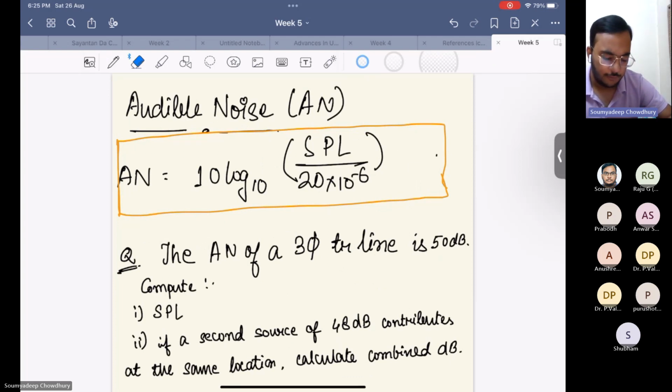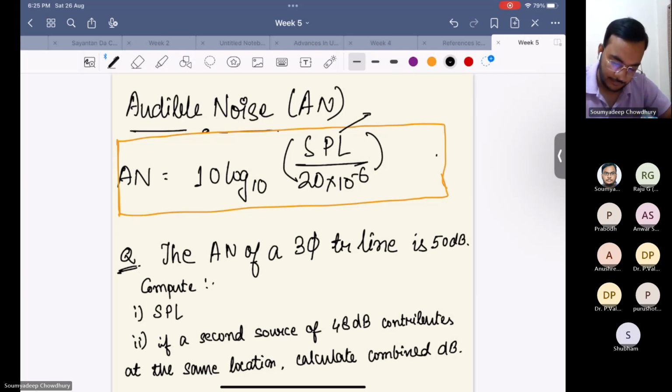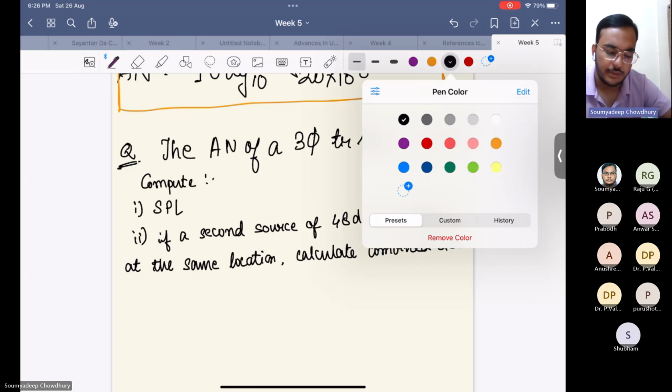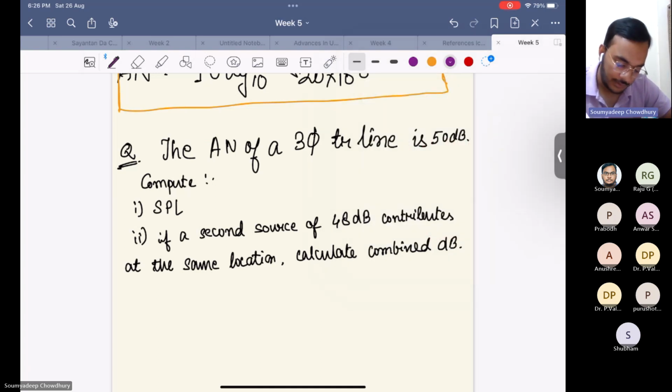So what is the unit of audible noise and what is the unit of SPL? So unit of SPL is pascals and unit of audible noise is decibels. Okay. So can someone compute? Can you do this calculation? Anyone? I'll give 5 minutes. Just try. Otherwise, I will do it. Everyone should try it. Otherwise, there is no point in doing it.